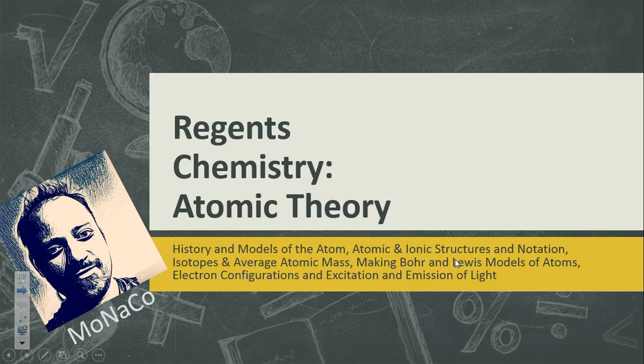This unit we're going to cover history and models of the atom, atomic and ionic structures and the notation, that's how we draw them, isotopes and average atomic mass, how those are related, how to make some models of atoms like Bohr and Lewis models, and then we're going to deal with some electron configurations and excitation and emission of light from atoms. So this covers all of the atomic structure theory, history, and behavior, this whole unit.